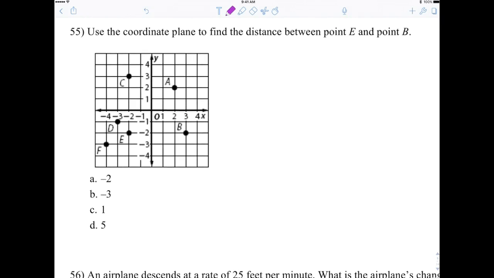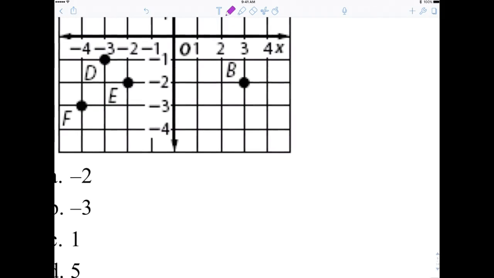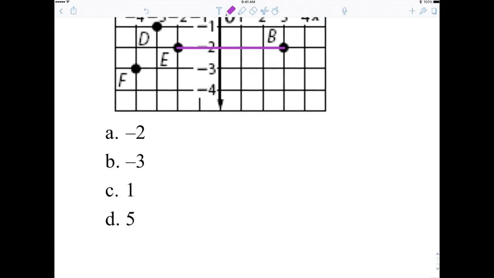All right, 55. I'm trying to find E to B. So on your graph, physically draw the line in from E to B. Everybody should be able to do that. All right, don't be fooled. So then that distance is 5. Is it possible for the distance to be A or B? See how dumb that question is? Can't be negative, and it's definitely more than 1.